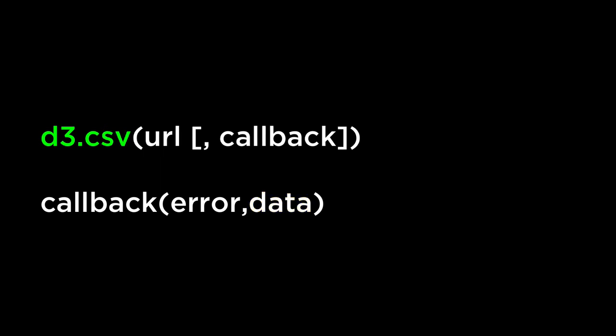The D3 CSV type-specific request creates a request for a comma-separated values file, or CSV, at the specified URL. The D3.CSV call will either result in the resources being loaded or the request will fail. The D3.CSV call will invoke the callback function with two arguments, the error and the data. The error, if it exists, is the error for why the request failed, and the data will be undefined. If no error, then the data will contain an array of parsed rows from the CSV file.